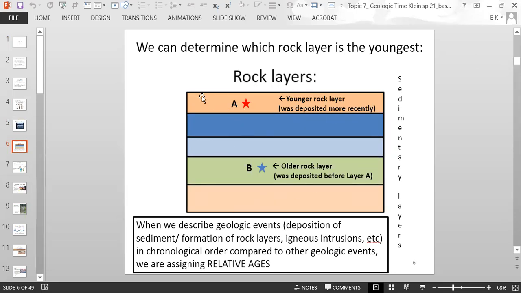So in this diagram here, we know at the top, layer A is younger. It was deposited more recently. And then if you're going to compare that to layer B, B is older, layer A is younger relative to each other. So A is younger than B. B is older than A. Notice how we don't know how old they are in numbers. We don't have specific number ages. We just know younger versus older. So that's relative dating, relative ages.